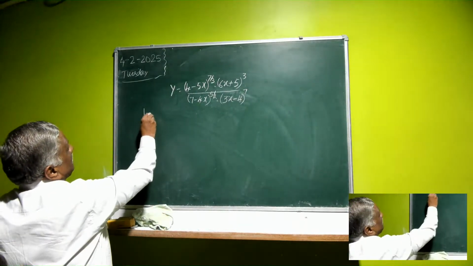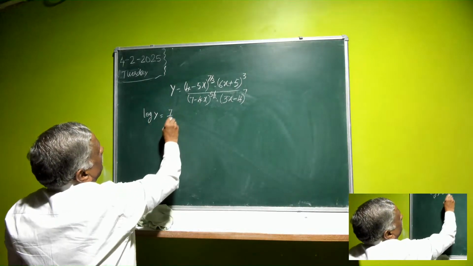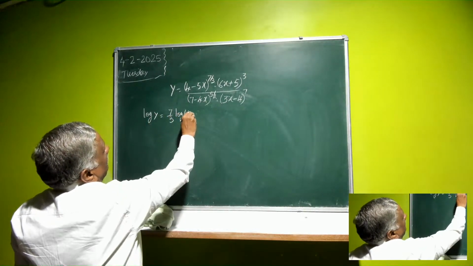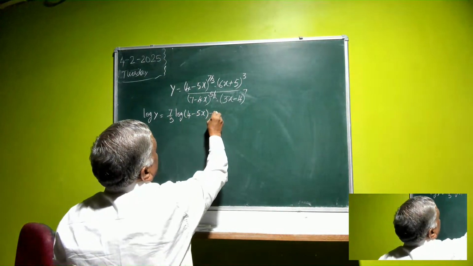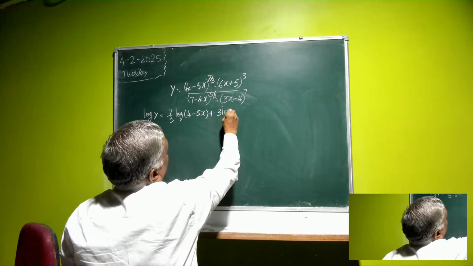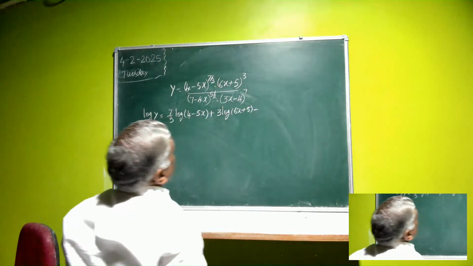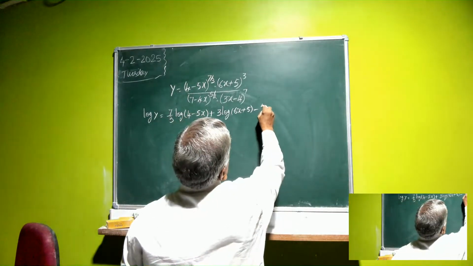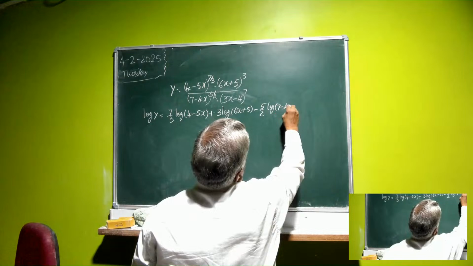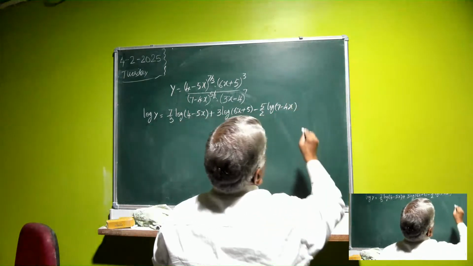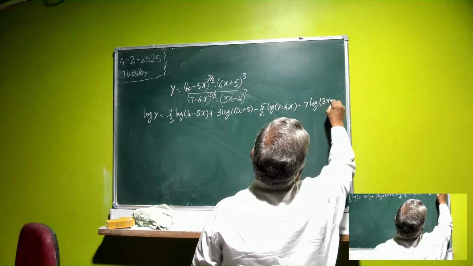First step I am writing here is log y is equal to 7 by 3 log (4 minus 5x) plus 3 log (6x plus 5) minus 5 by 2 log (7 minus 4x) minus 7 log (3x minus 4).